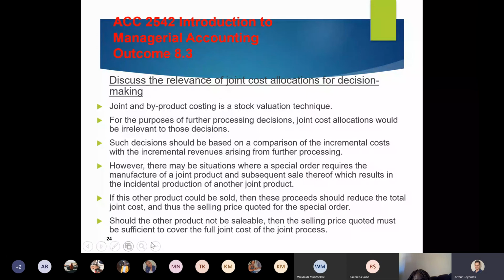However, there might be a situation where a special order requires the manufacturing of a joint product and subsequent sale thereof, which results in the incidental product of another joint product. Then that becomes another complicated matter, but you always look to the future. If this other product could be sold, then the process should reduce the total joint cost, and thus the selling price quoted for the special order. And should the other product not be sellable, then the selling price quoted must be sufficient to cover the full joint cost of the process.